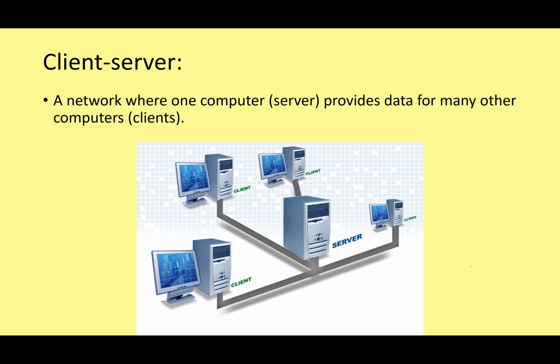Here we have a network where one computer, known as a server, provides data for many other computers, known as the clients. So you can see in this diagram here we have the server. That is a more powerful machine. This is where all the information is located. And then we have the various clients that access the information on the server.